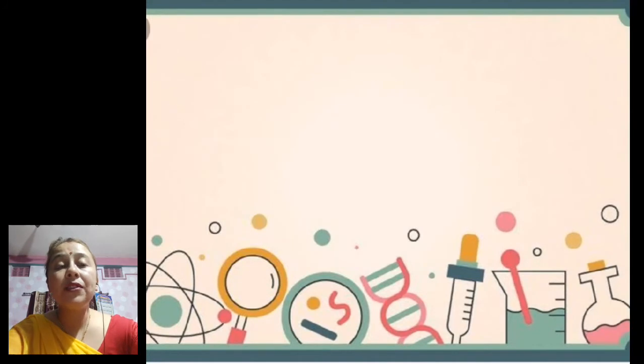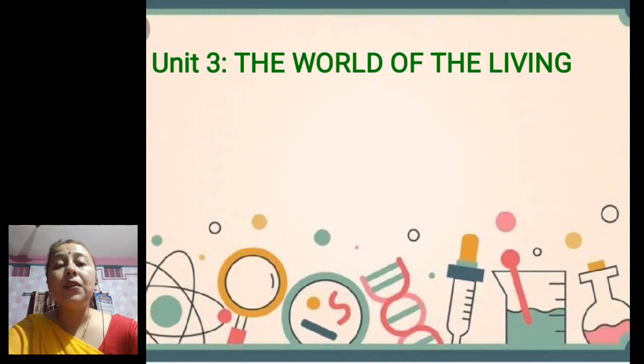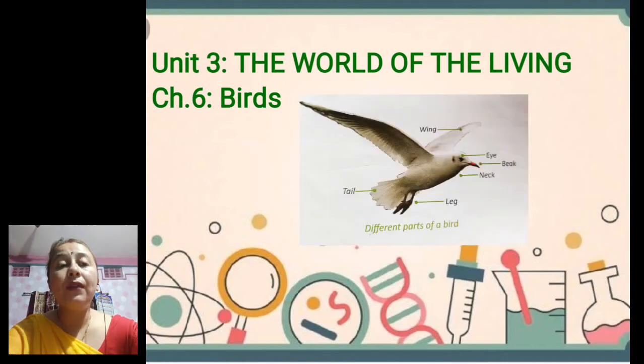So the next chapter is from unit 3 only, the world of the living, chapter 6, birds. Here we will learn about the birds and their body parts, and the features that help birds to fly. We know that we can't fly, but the birds can fly. So in this chapter we will also learn how birds are able to fly.